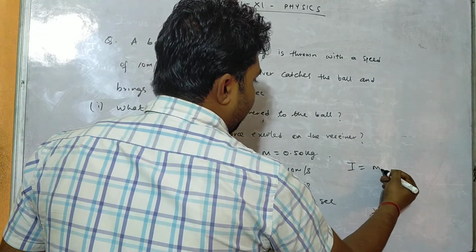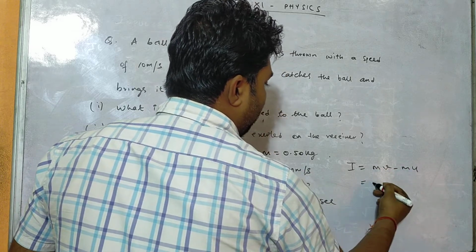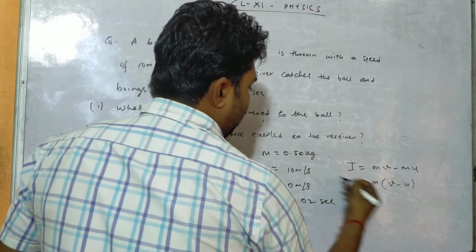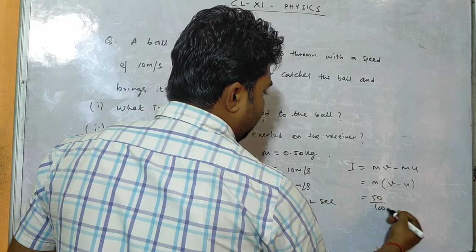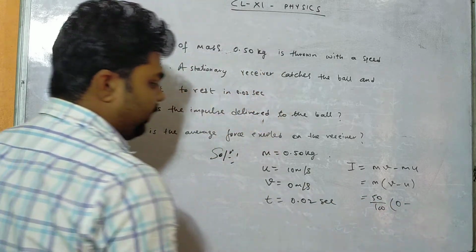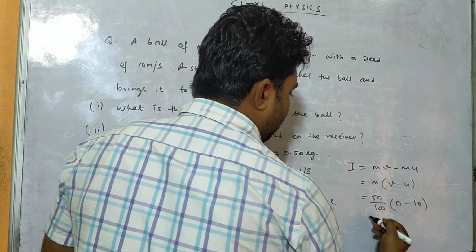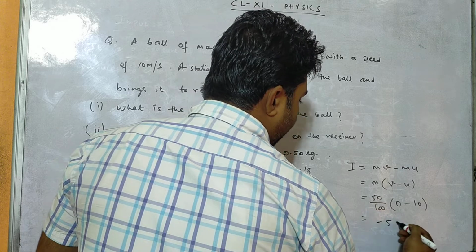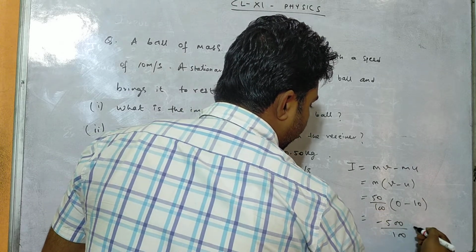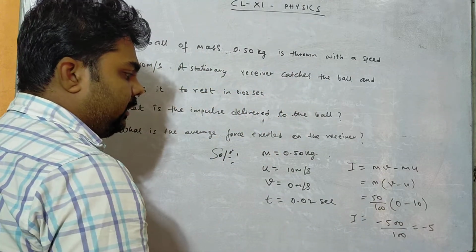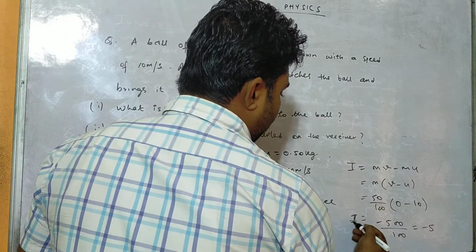Impulse is given by mv minus mu, or if I take m common, m times (v minus u). What is m here? 0.50, that is 50 by 100. V is 0, the final velocity is 0 here. What is u here? You can write it as 10. So therefore it is minus 500 by 100, that is minus 5. So this is the impulse.